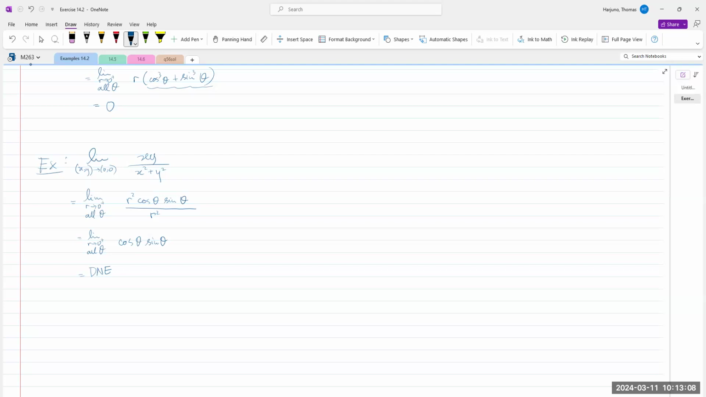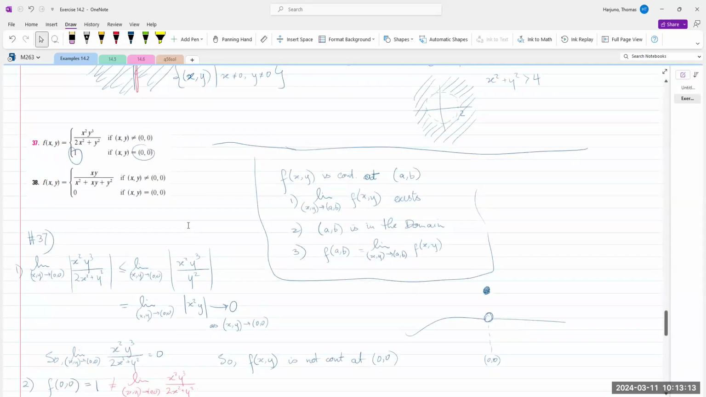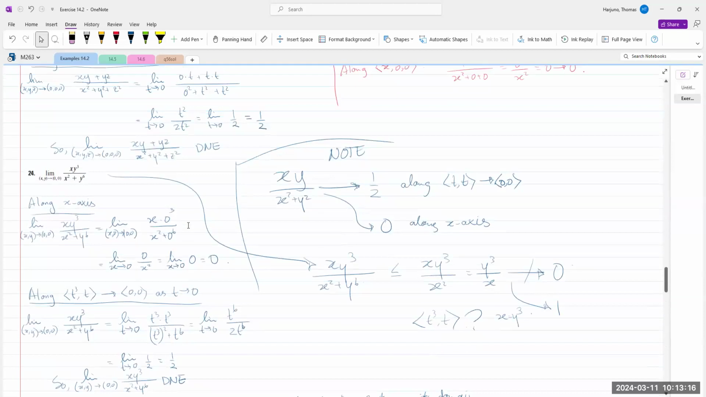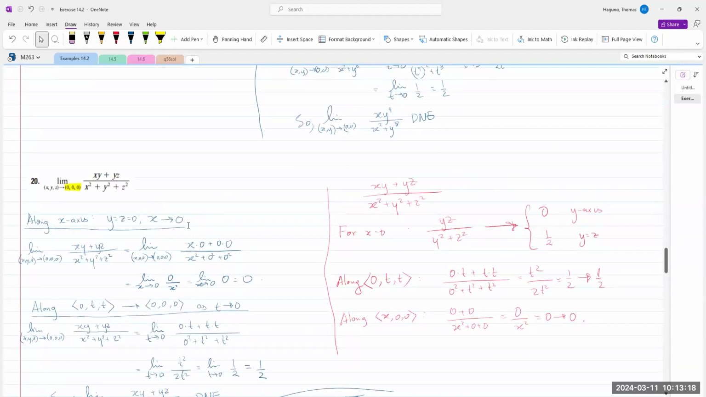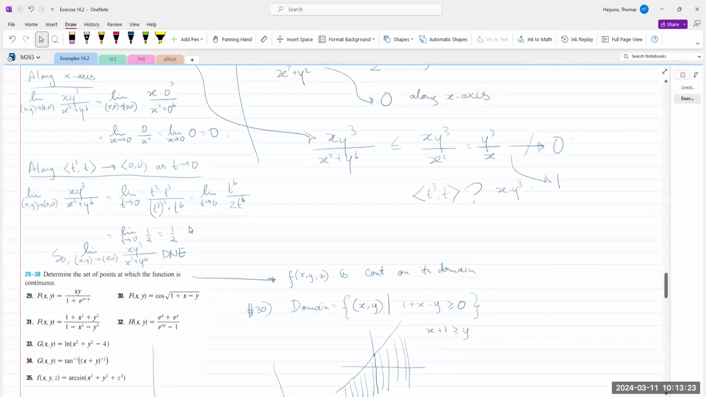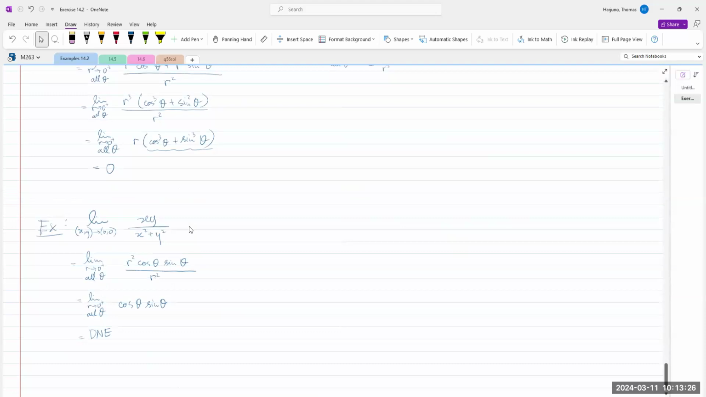Okay. Now, one more thing to say. One of the questions we had earlier was a three-dimensional domain, like this one here, number 20. We can use a spherical coordinate system for this. So for number 20, we attack it another way. The limit as (x, y, z) goes to (0, 0, 0) of xy plus yz over x squared plus y squared plus z squared.